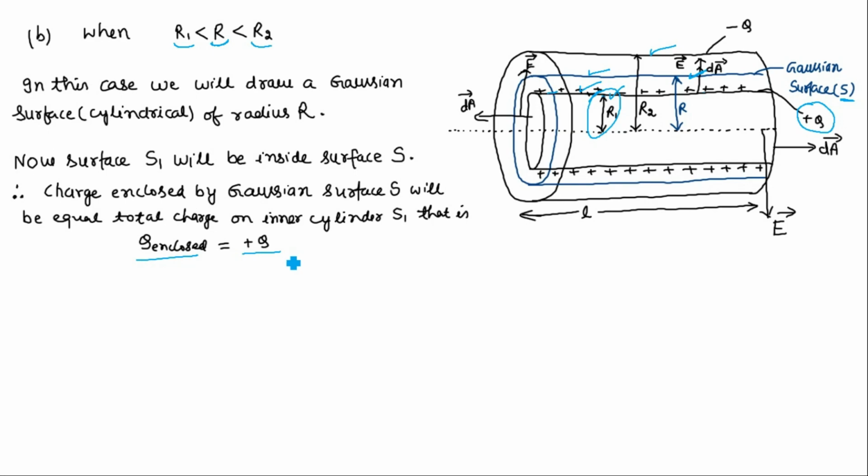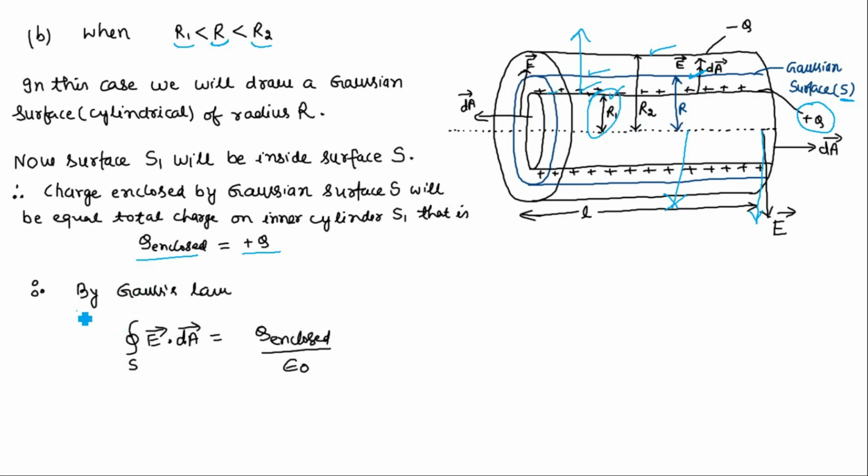But before using Gauss law we have to discuss the direction of the electric field. Since the charge on this cylinder is positive, and it is given that the length of the cylinder is very large compared to the radius, the electric field, which is always directed away from the positive charge, will be directed radially outward anywhere on the cylinder, whether you draw it here or here or here. So the electric field will be directed radially outward. We can therefore use Gauss law, that is, the integral of electric field over the Gaussian surface S will be equal to q enclosed upon epsilon naught.